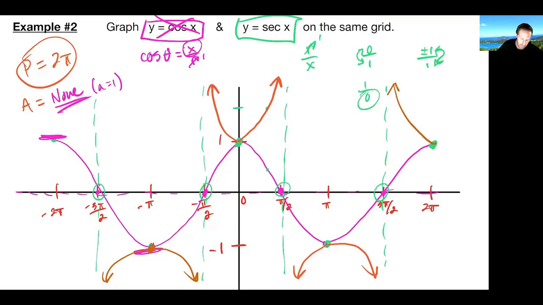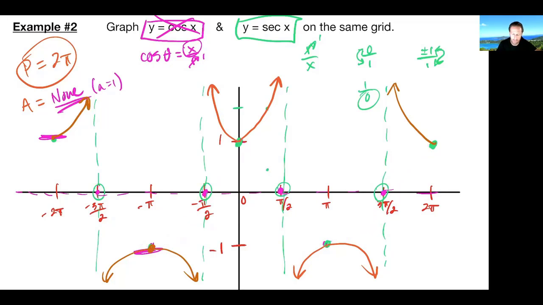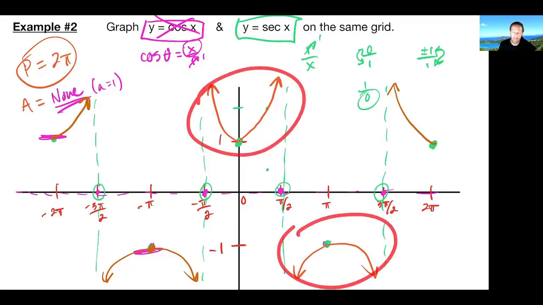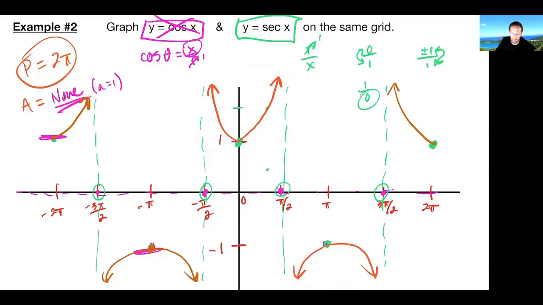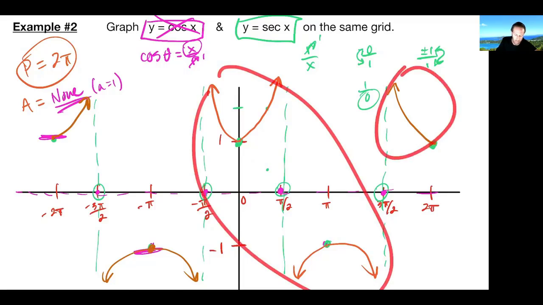All we're going to do is take the zeros and make those our asymptotes, keep our 1s and -1s, and flip everything else to be the other direction. So remember, you should not have in your final answer either of those pieces. This would be what your final product looks like, over one period or multiple.